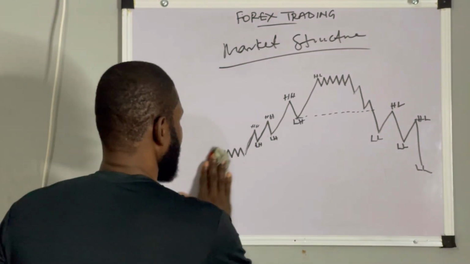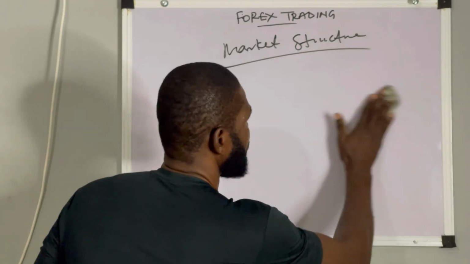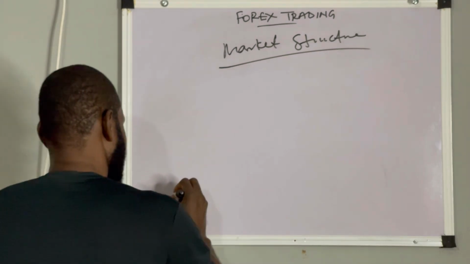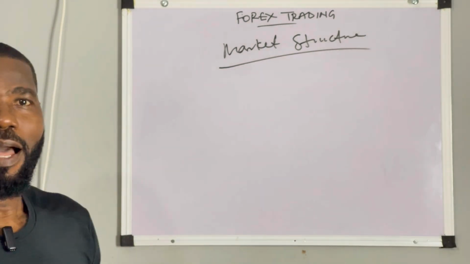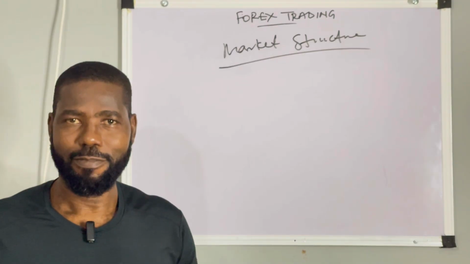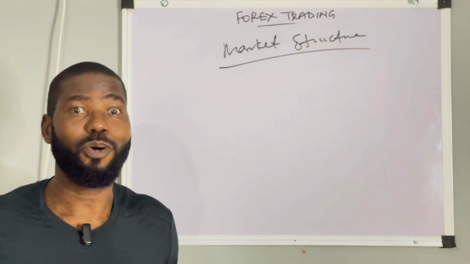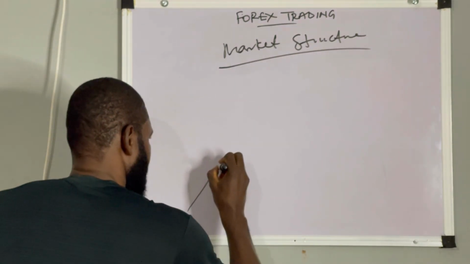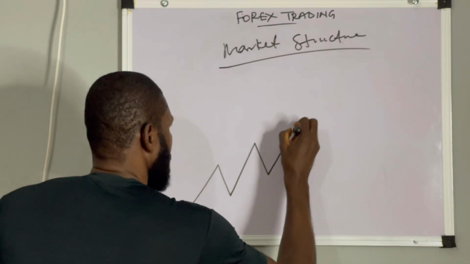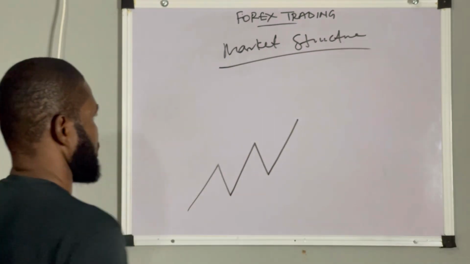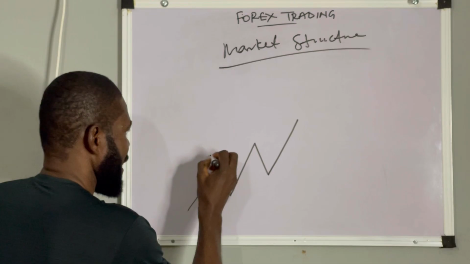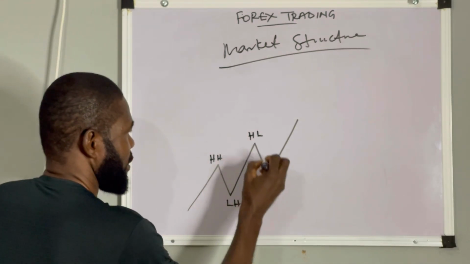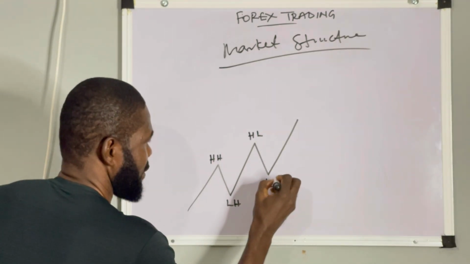Now, having known all these things, how do you now take your trade? How do you now take your trade during an uptrend or a downtrend? Let's say this is an uptrend. Good. There's a higher high here, lower high, higher high, lower high.